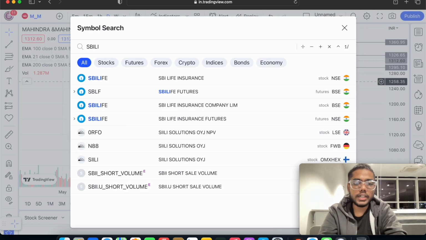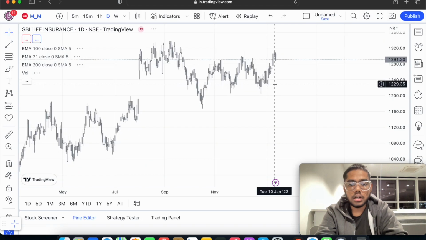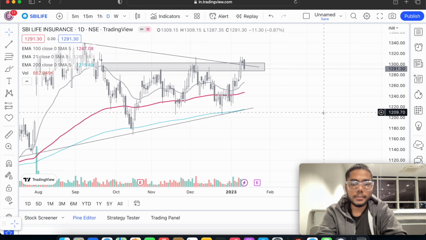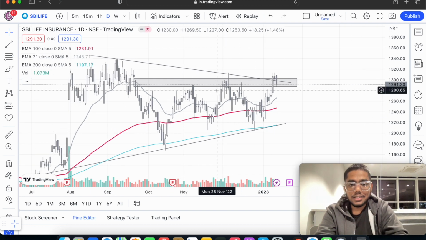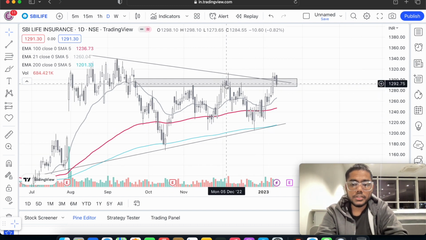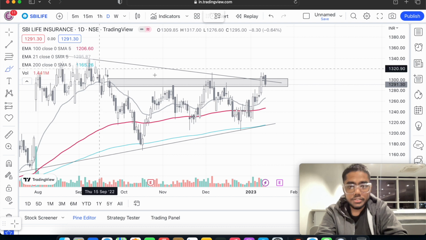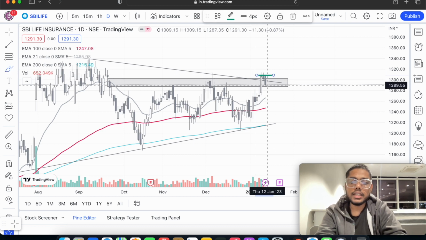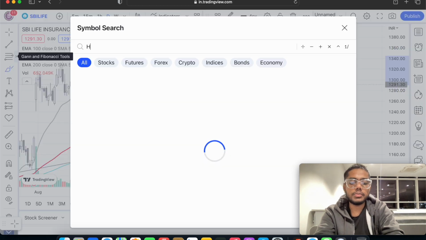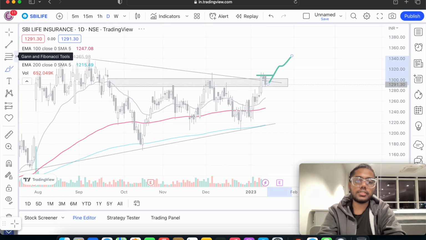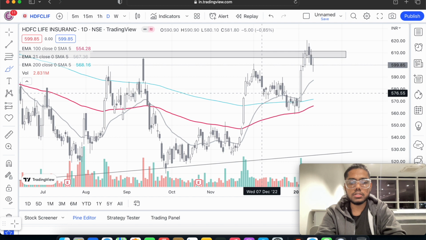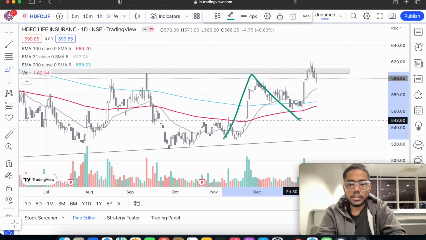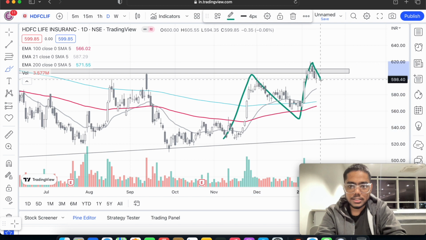SBI Life, right? SBI Life, this is what I'm talking about. SBI Life was actually down today, but it recently broke this previous resistance area, and if it again gains some momentum and breaks this previous high, then there is a possibility of a good movement. Even HDFC Life, right? HDFC Life also probably went down, but see here the short term trend looks good, and this is just a retracement.